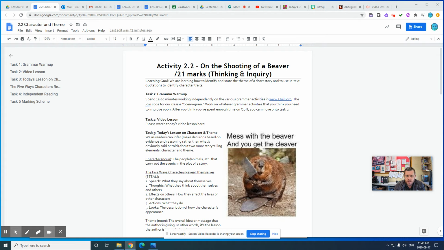And today we're going to be looking at two more storytelling elements. So, elements or things that are in any story, and they are the theme and the character. So, today's learning goal is we're going to learn how to identify and state the theme of a short story, and then how to use in-text quotations to identify character traits. So, what makes a character a particular way?